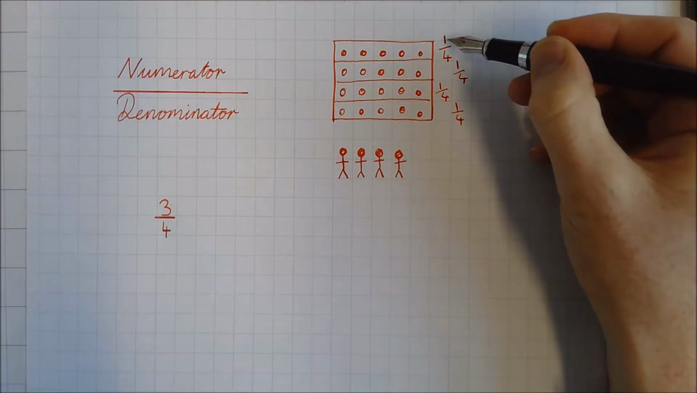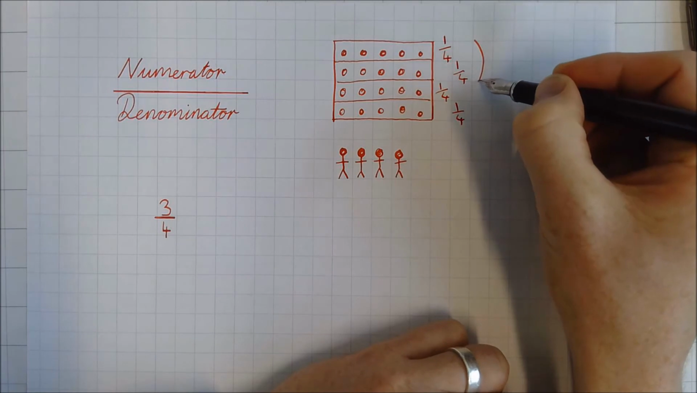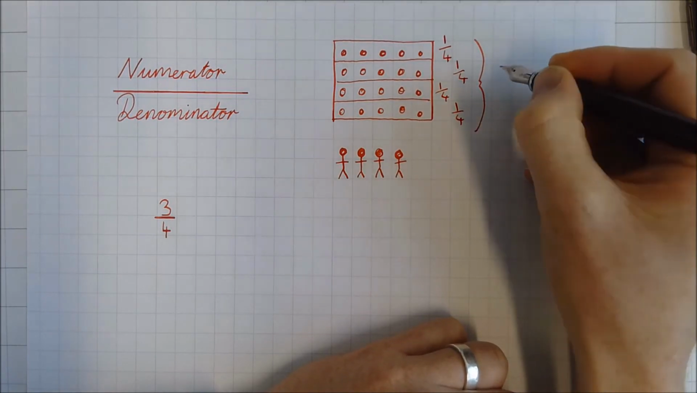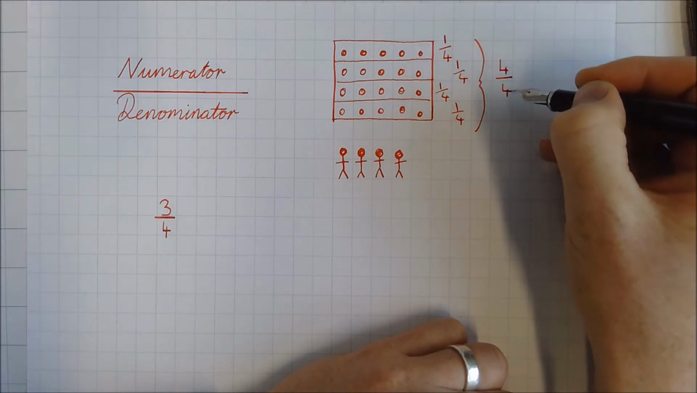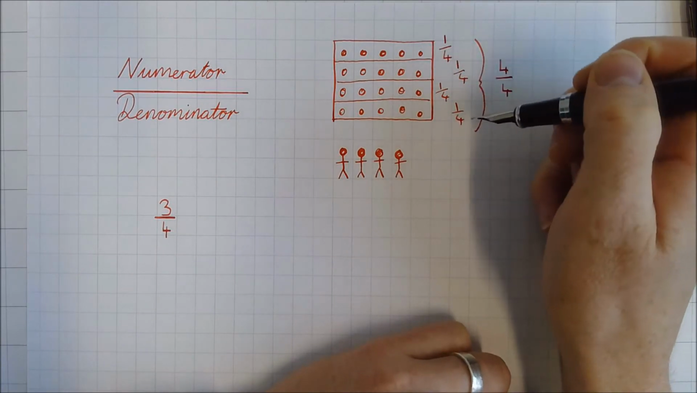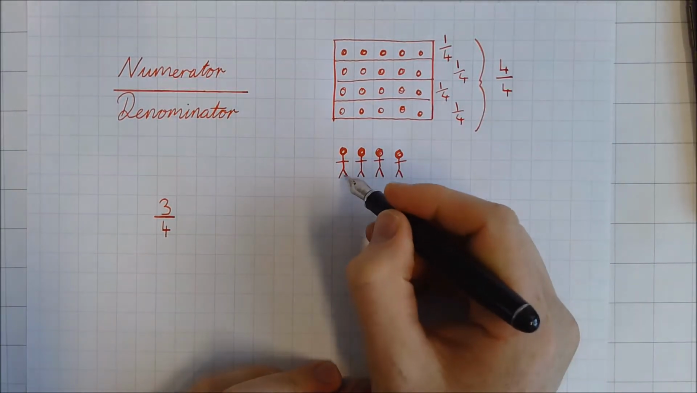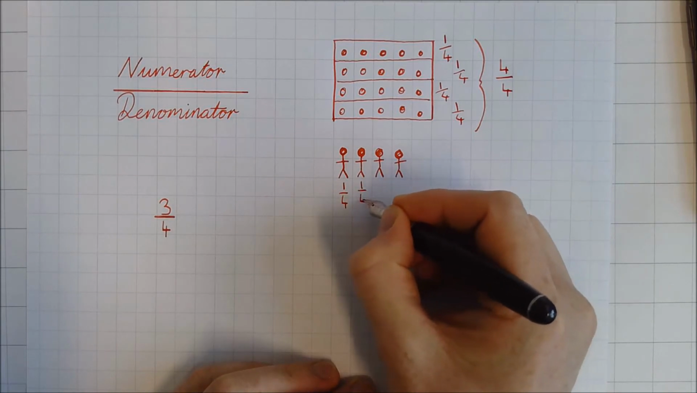So altogether, 1/4 add 1/4 add 1/4 add 1/4, we have 4 quarters. And when our numerator and our denominator are the same, it is worth a whole. So we'd say that each of these people will get 1/4 of the chocolates each.